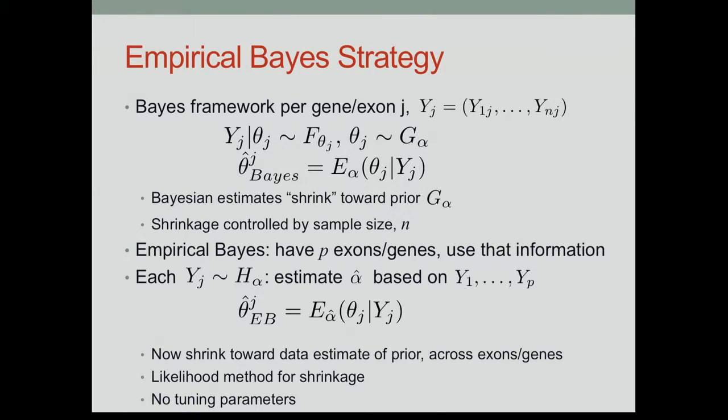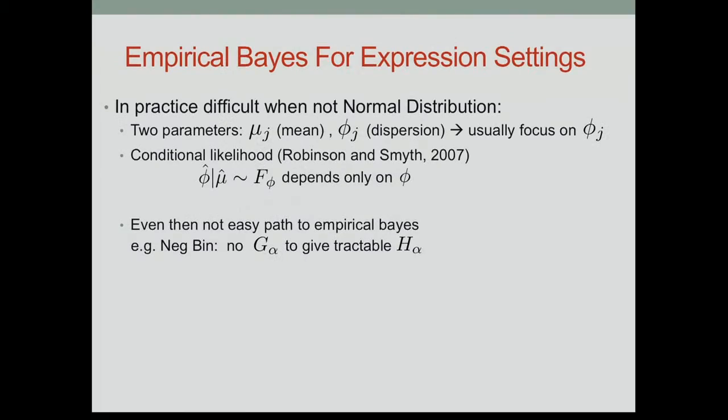And once I know that prior, then I can calculate with this data prior what my estimate would be. And so you get the shrinkage towards the data now, the overall bulk of the data across exons and genes. So this is like a likelihood method for shrinkage, and again, doesn't require any tuning parameters.